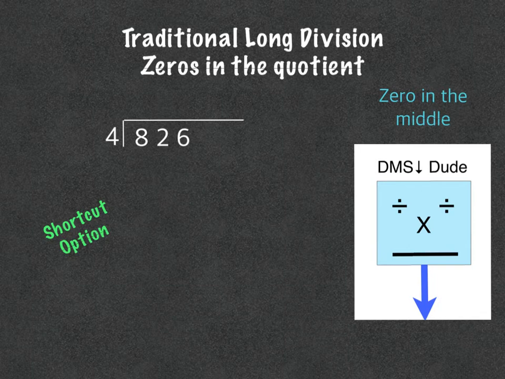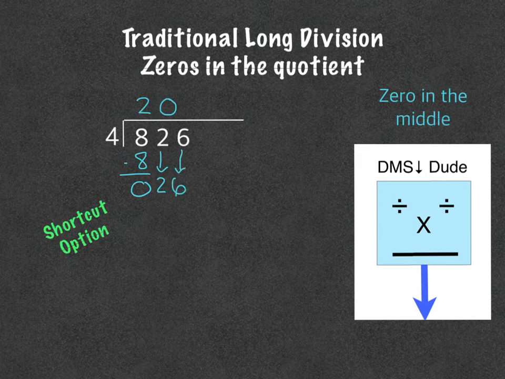Okay, so can 4 go into 8? Yes, it goes in 2 times. 2 times 4 is 8. Subtract, and I get 0. Bring down my 2. Can 4 go into 2? Nope. So I'm going to put a 0 up here. Now, I could multiply 0 times 4 and get 0. I'm going to end up with 2. And then if I bring down this 6, it's going to get that same thing.